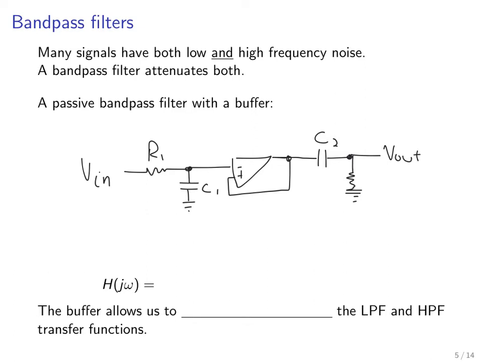Okay, now the transfer function for this is simply going to be the product of the low-pass filter transfer function and the high-pass filter transfer function. So the low-pass filter transfer function is given here, and involves the values of R1 and C1, and the high-pass transfer function is going to be given here.